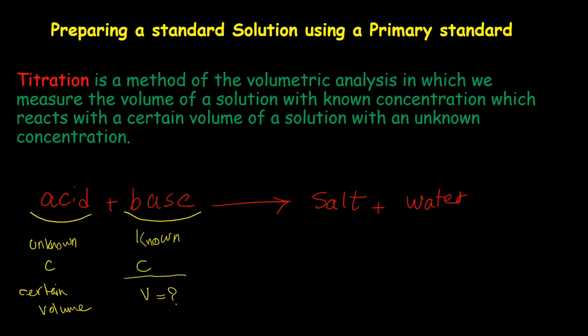In this video, I'm not going to explain how we do this calculation. It's the subject of another video. Our focus in this video is on a standard solution. To correctly find the concentration of this acid, we need to have a base with correctly known concentration. It means we need a standard solution. But how can we make a standard solution?